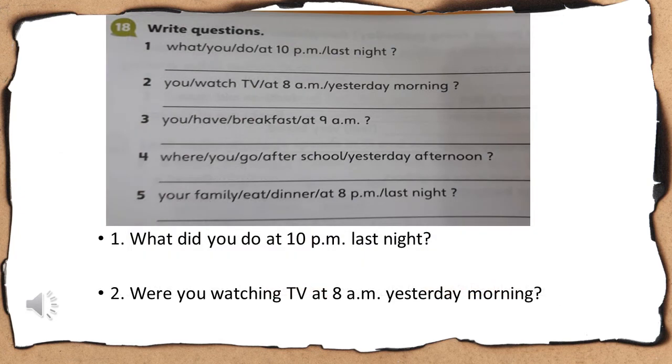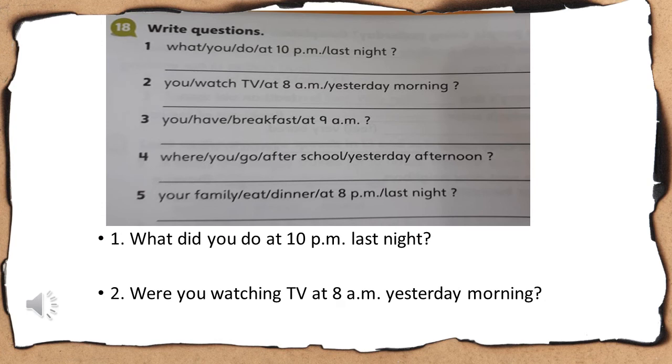Page 82, Activity 18. Write questions. Here we have 5 different questions, but we need to write them in order. For example, number 1. What do you do at 10 p.m. last night? And the question mark. For this question, we are going to use the auxiliary did. For example, what did you do at 10 p.m. last night? ¿Qué hiciste a las 10 anoche?